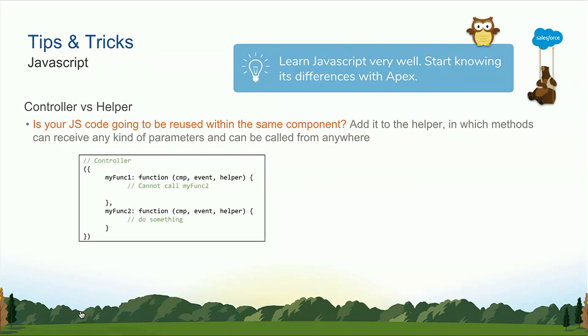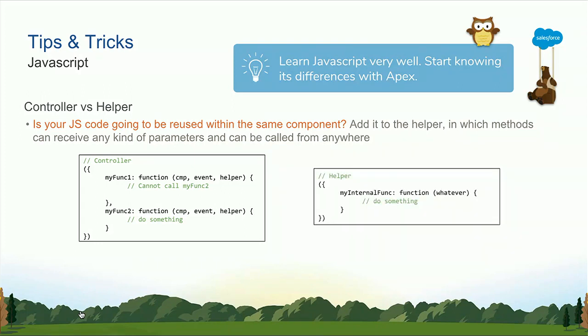This is my controller. In a controller, you will be able to define functions that are going to receive always 3 parameters: component, event, and helper. That's something that you cannot change. And functions defined in the controller cannot be called from within the controller itself. But for that, the helper comes to the rescue. In the helper, we can define functions with any arbitrary parameters, and we can call those functions from the controller. That means that as soon as you want to create any reusable pieces of JavaScript code, you will need to place them in the helper rather than in the controller.